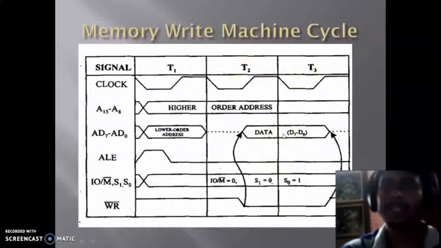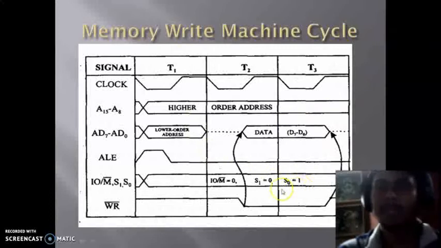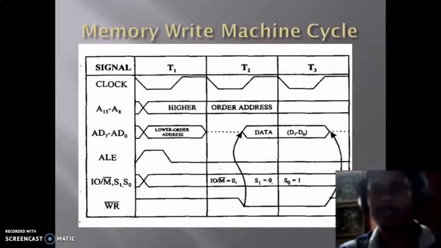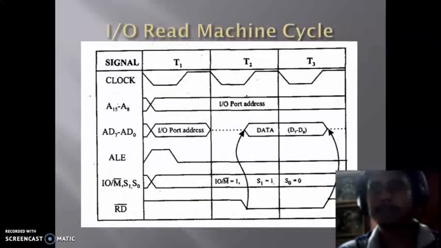The data will be written into memory, so the write operation is going on. That's why the write signal will be low for these two T states, T2 and T3. This is the memory write operation by which 8-bit data can be written into a particular memory address.